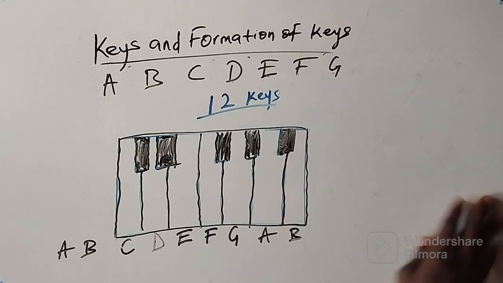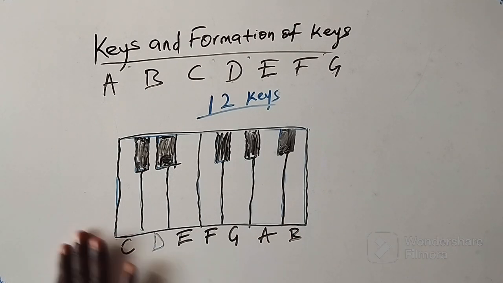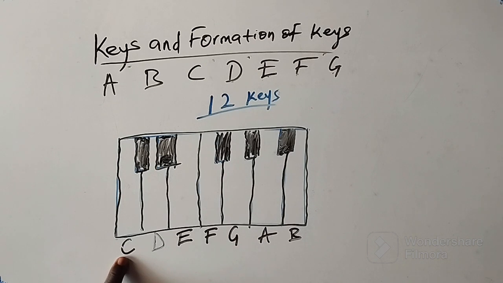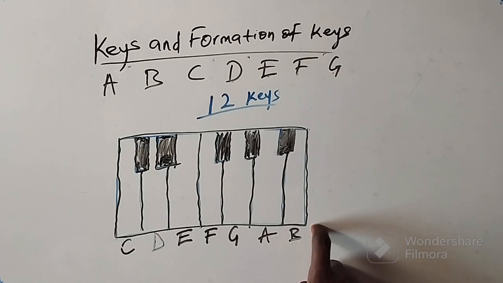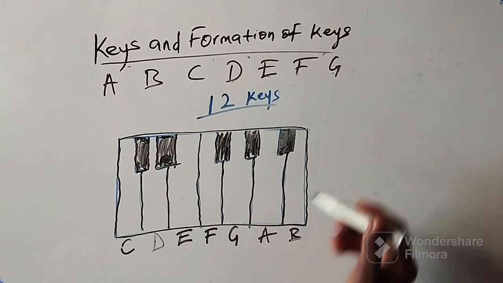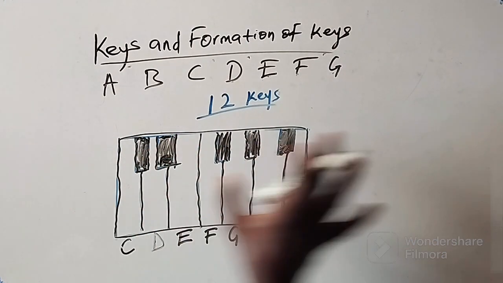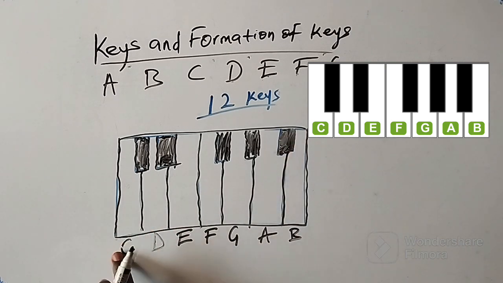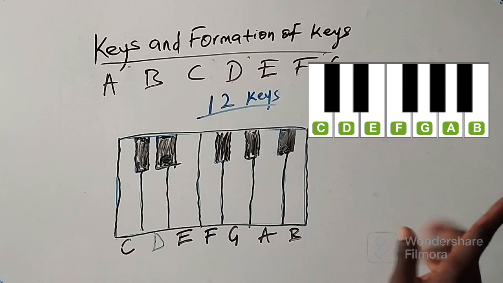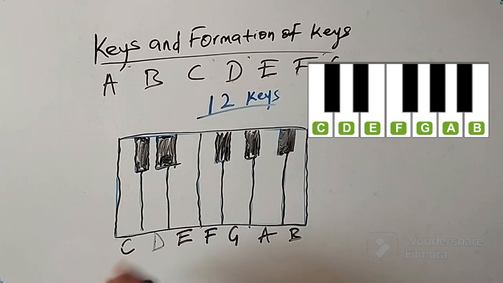But that is not what we are looking for now. So just know that if it starts with C, it will end with B, and then the next one will also start with C. Like if I add another octave here, this C will come out, but it will not be the normal C, it will be the first upper octave. We'll talk about it later. So this is what you should know.